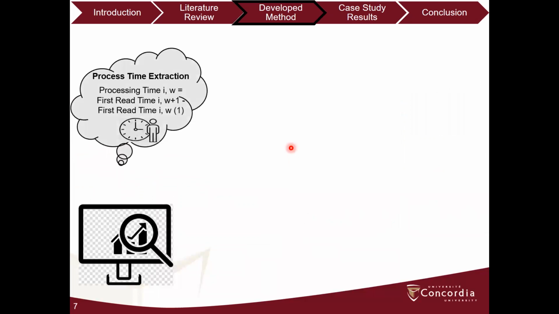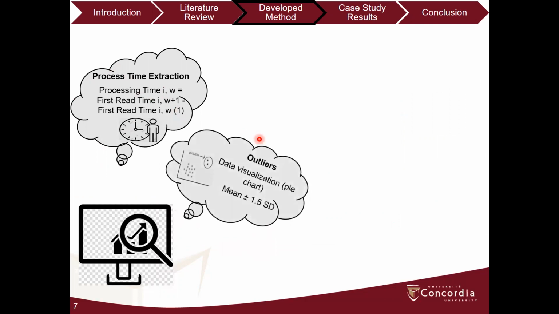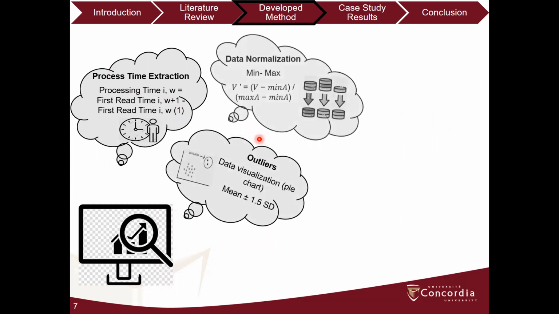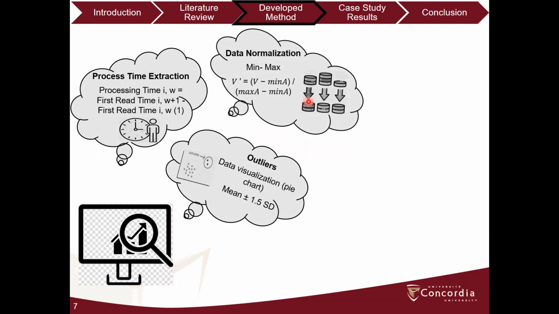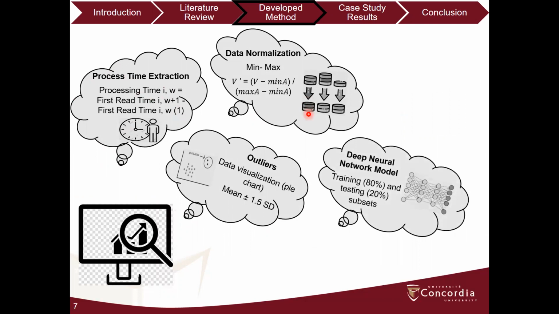In the first step, the process times are extracted from the timestamps collected by the case study company using an RFID system. Later, pre-processing tasks, which include removal of outliers and normalization of the dataset using the minimum-maximum technique, were performed. The dataset, having been pre-processed, was divided into 80% training and 20% testing subsets.